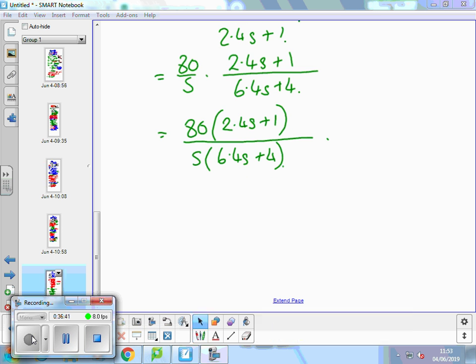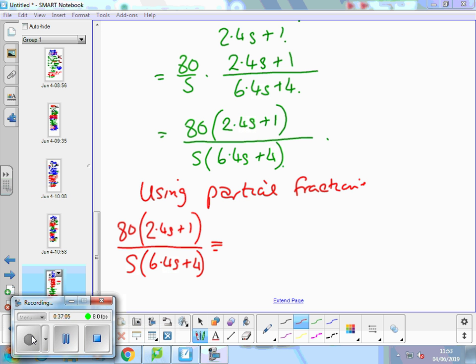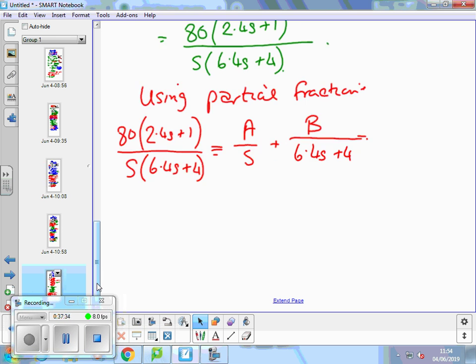Right, so using partial fractions, IT is (2.4s plus 1) over s times (6.4s plus 4), which is equivalent to A over s plus B over (6.4s plus 4). And I learnt a lesson today. Don't ever say something always happens unless you're really sure, because in this case B ends up as positive. Always be careful about saying things like that, Michael.